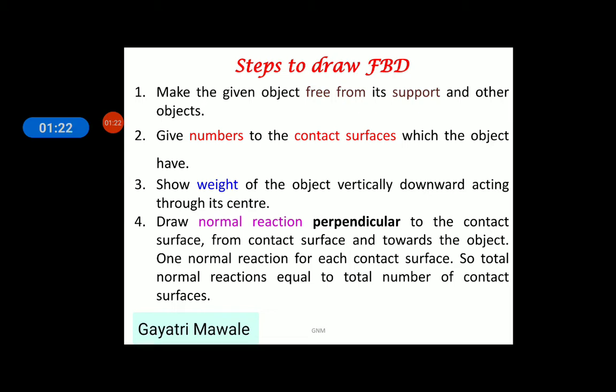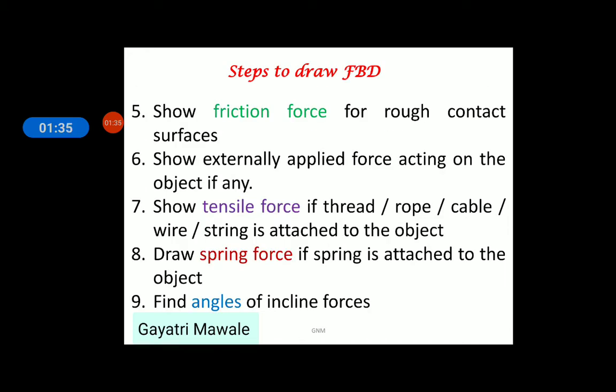One normal reaction for each contact surface we have to draw. So total number of normal reactions is equal to the total number of contact surfaces. Further, we have to show friction force for rough contact surfaces. Then show externally applied force acting on the object if any.